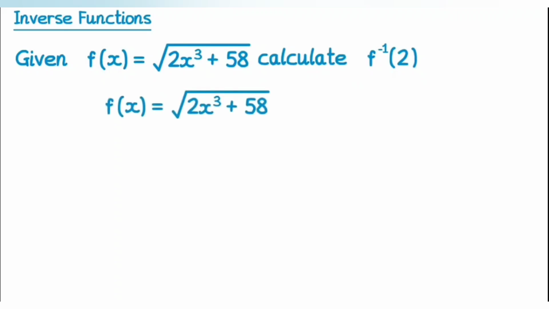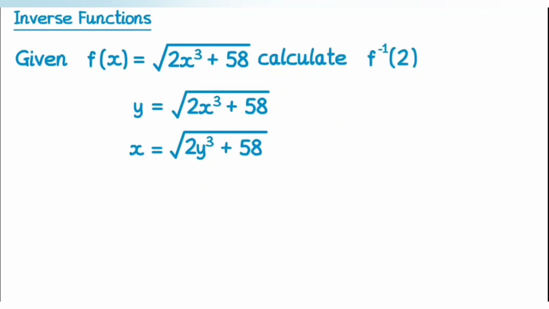Let's write out the function, but replace the f of x with a y. Then we're going to swap all the y's and x's. So it's x equals the square root of 2y cubed plus 58. And then we'll rearrange to make y the subject. So for this one, we have a square root on the right-hand side. So the first step is to square both sides.